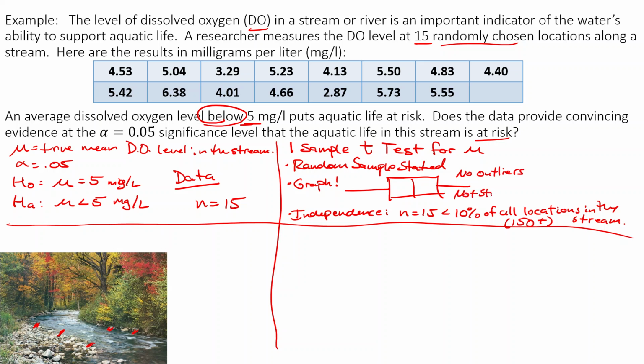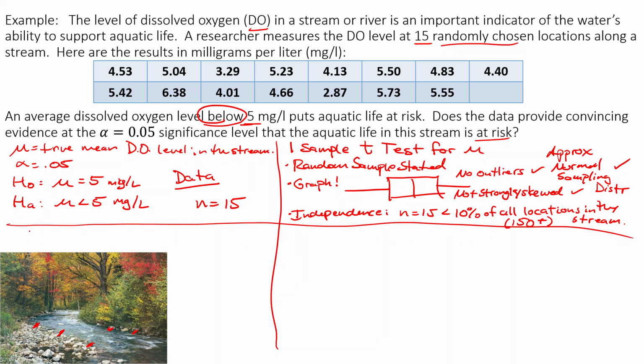Not strongly skewed. I mean, it can even be skewed a little bit, but not strongly skewed is what we're looking for. So both of those check out. So that means we have an approximately normal sampling distribution. So that checks out. Whew, a lot of stuff there.